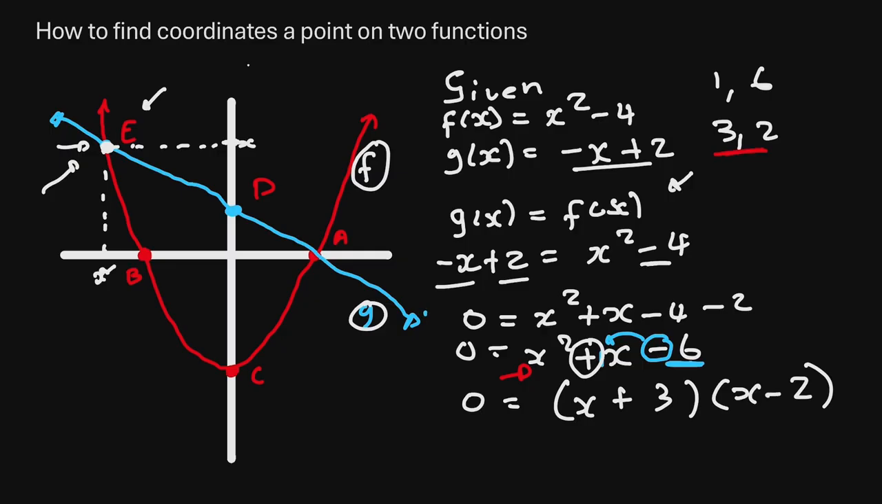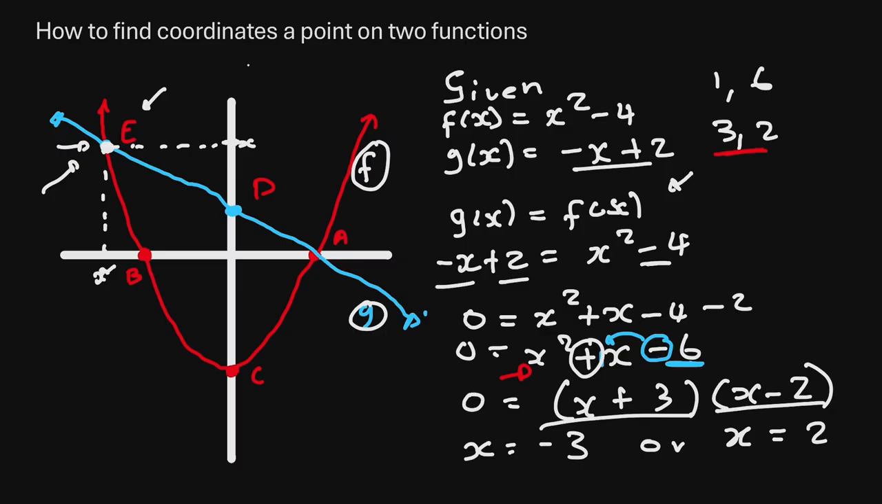So now we can say the value of x is going to be equal to negative 3, or the value of x is going to be equal to positive 2, because now we're going to apply what you call the zero factor law. So if this whole thing equals 0, then everything is going to be 0. And then the same will apply to this part here. So we have now two values of x.